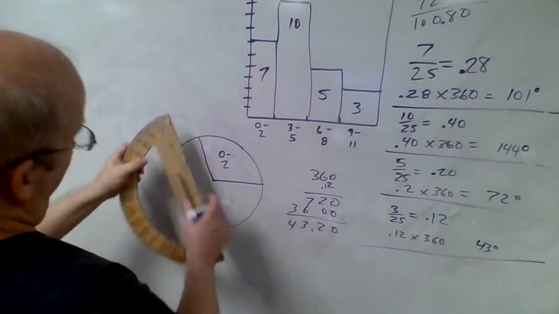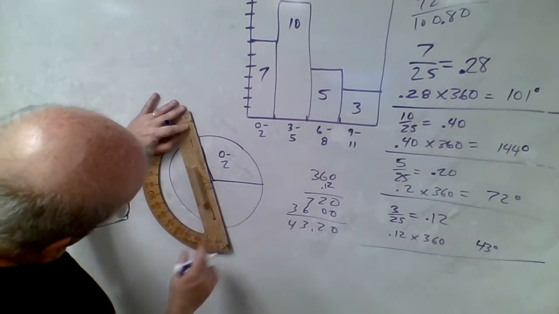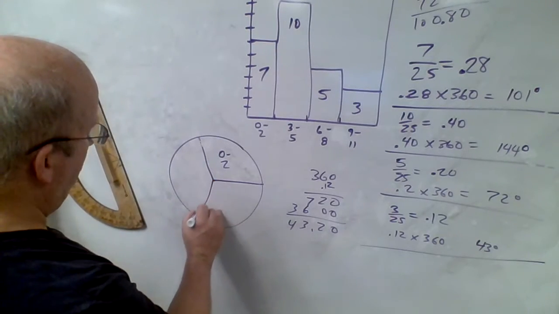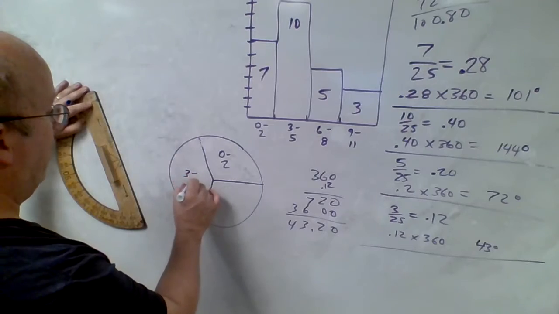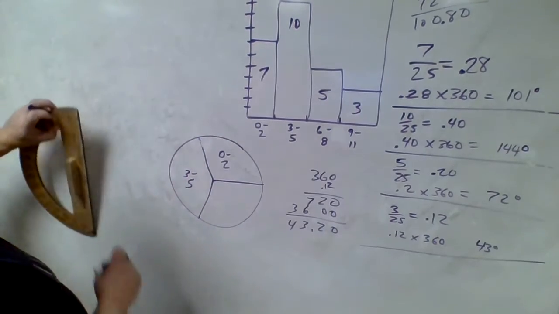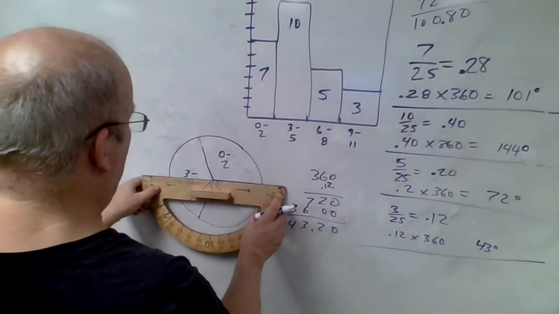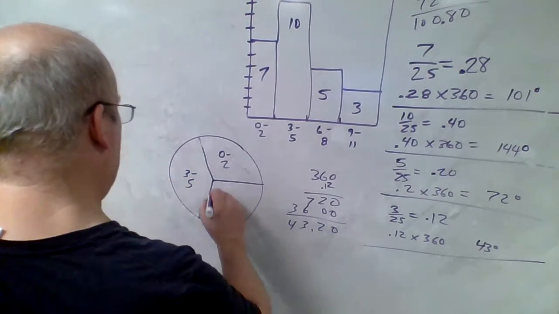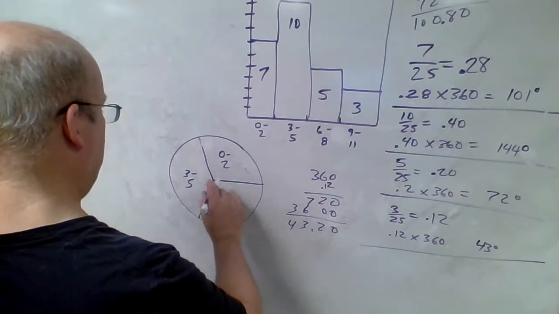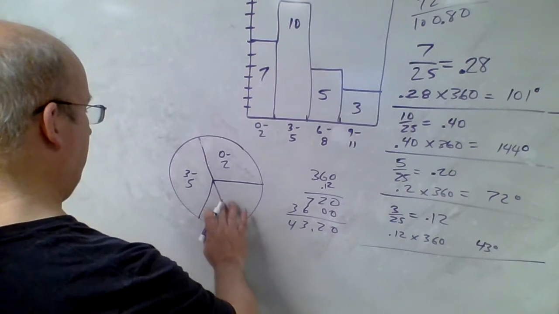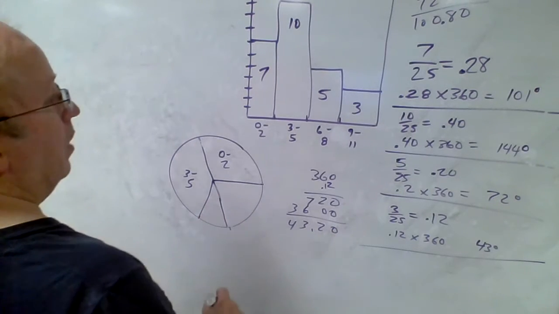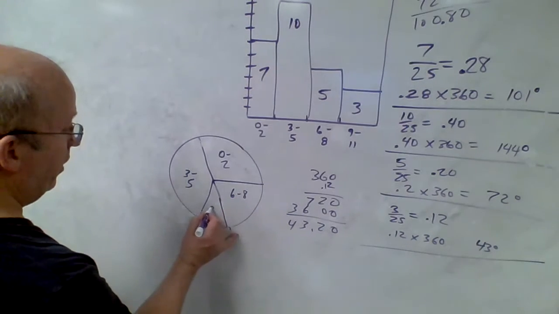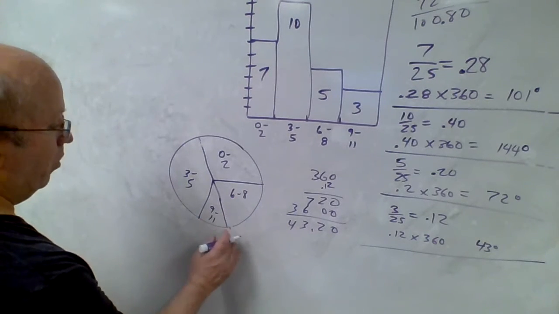What would 144 degrees be? That would be like about right here. So that would be my 3 to 5 interval. What about 72 degrees? What would that be like? That would be about right here. Oop, didn't nail that one very well. That would be my 6 to 8. And my final interval, the 9 through 11, would go here.